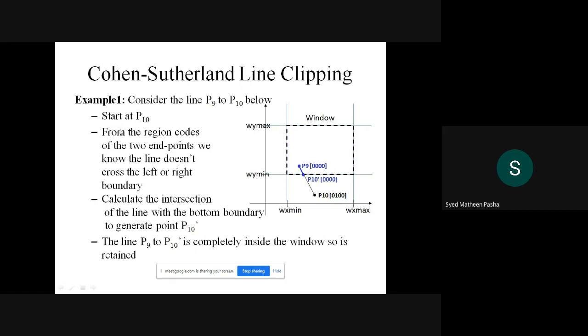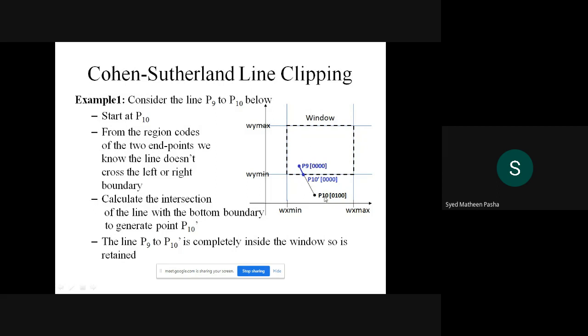Then, from the region codes of the two endpoints, we know the line does not cross the left or right boundary. What does this tell you? If I start with this particular point here, I'll be knowing which point is lying inside the window and which point is lying outside the window. So this region code is applicable for this point, which is actually inside the window. I can tell that line cannot be clipped because it's already inside the window. But the part which is outside the boundary of this particular window should be clipped.